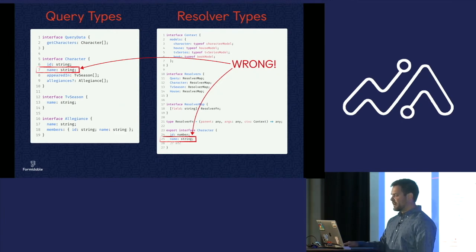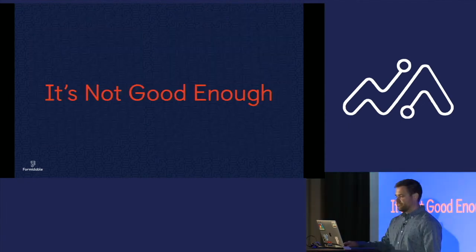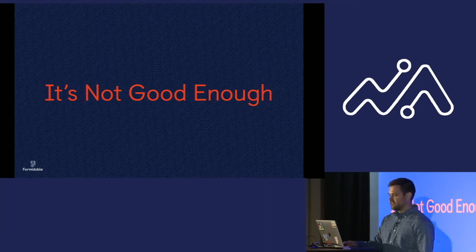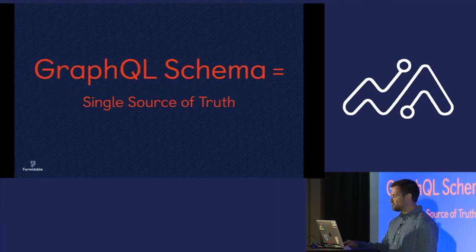Those types that we wrote in our resolver and in our queries are now wrong. But TypeScript won't throw an error because it doesn't even know about them. The user gets a runtime error, which is bad. So type-safe code isn't enough. What we really need is type-safe code based on a single source of truth. We need one place to define our types that works across our stack. And I contend that the GraphQL schema should be that single source of truth.